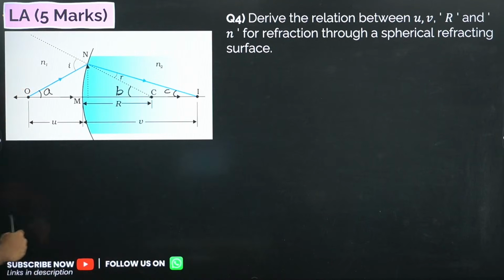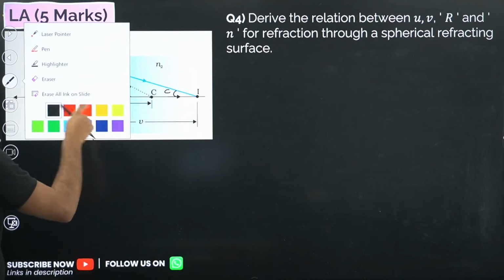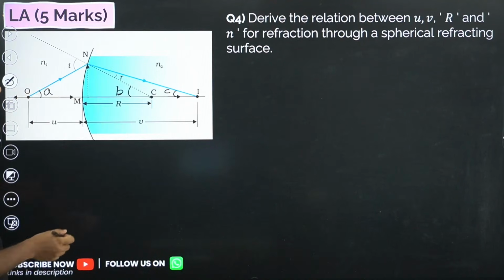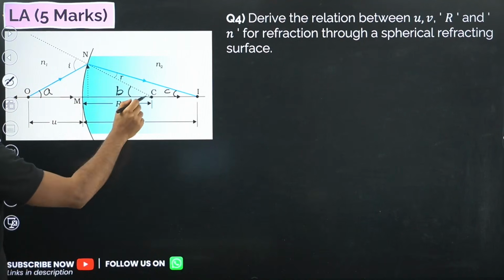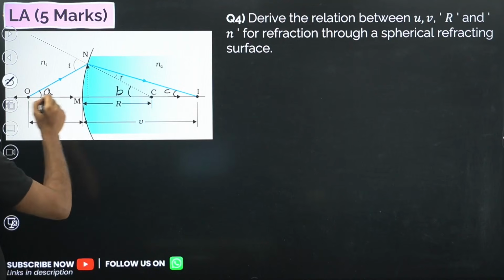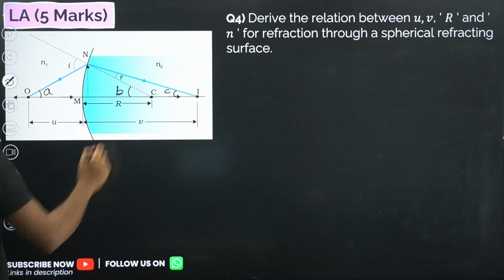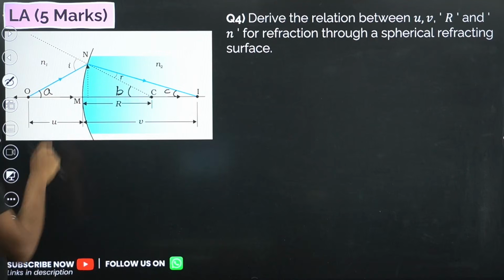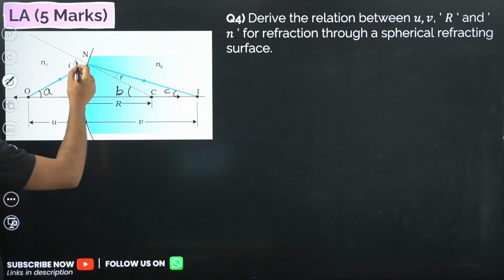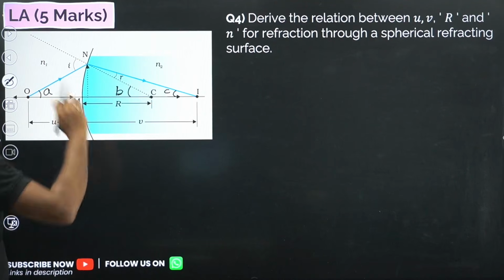Now we will use some properties of triangles. What is the property of a triangle? So this is a triangle, this is triangle NOC. In triangle NOC, this small a and small b are internal angles, whereas this capital I is the opposite external angle.